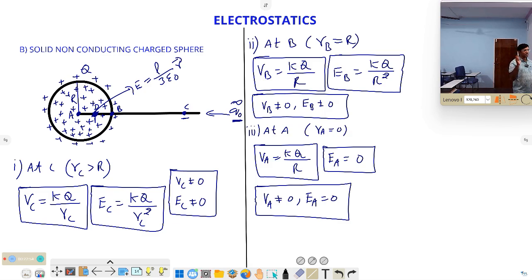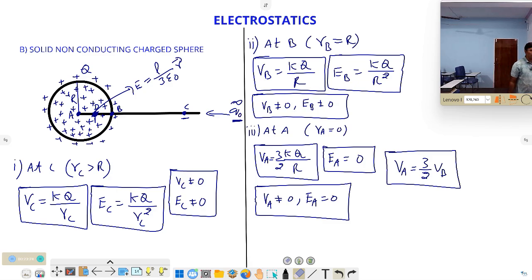Here there is a small correction. At A point potential is not equal to 0, as we said, but the formula for potential at A point, K Q by R, which we had written, is not exactly correct. The potential at A point, after derivation, is equal to 3 by 2 times K Q by R. That means potential at A point is always 3 by 2 times the potential at B point. It means inside the sphere the potential is more than on the surface, 3 by 2 times the potential on the surface. This derivation we can do.